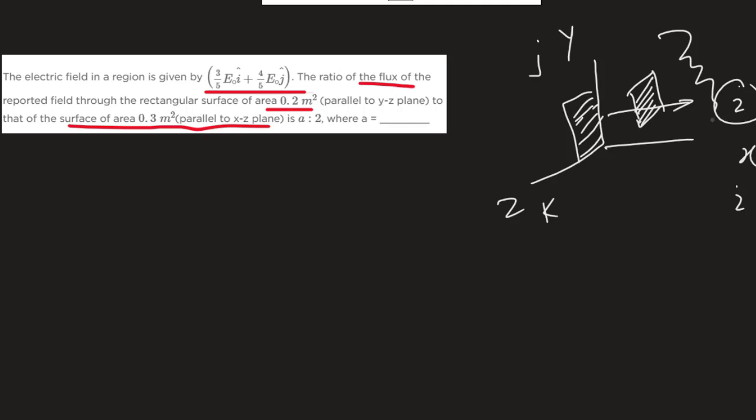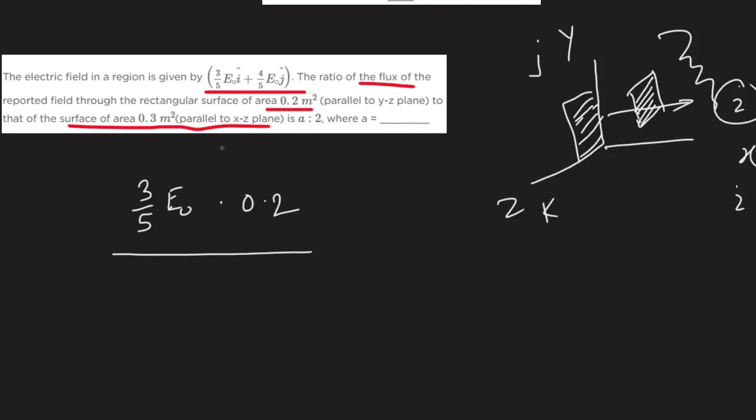So basically what we have to do is multiply this area with the x component of the vector. Okay, so the x component of the vector is 3 divided by π ε0, and if you multiply it by 0.2 meter square, this is going to be the flux passing through that area, and we have to take the ratio, so that's why I'm putting the denominator now. So let us do the same thing for the other area as well.